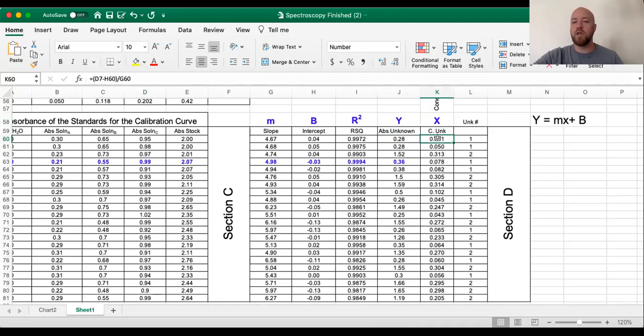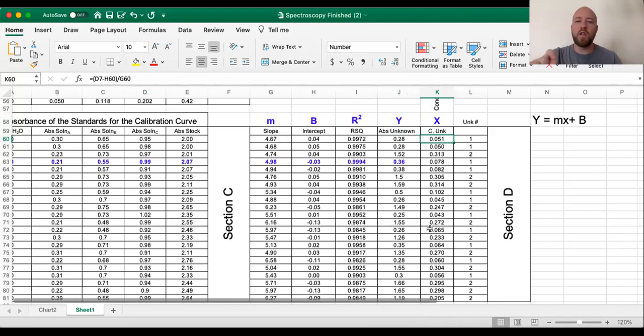And so the resulting value then is x. We need to know what x is. X is the concentration of our unknown. This is the purpose of the experiment. What is the concentration of the unknown?